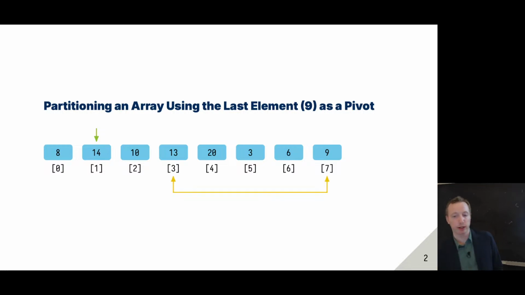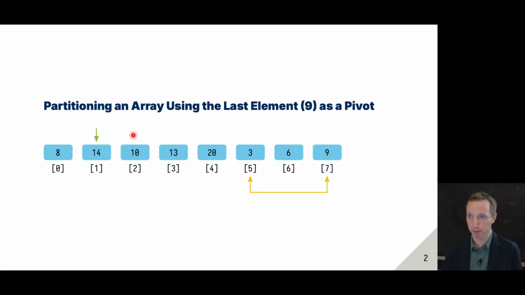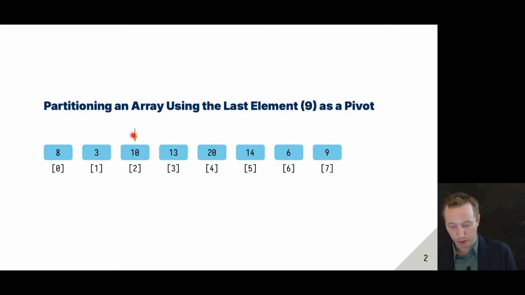Next, we're going to look at element 3. 13, greater than the pivot, not going to do anything. 20, greater than the pivot, not going to do anything. 5, less than the pivot, so we're going to do the exact same thing. We swap 5 with whatever the green arrow is pointing to, index 1, and then update the green arrow to go forward 1, because that's where we would want to put the pivot. So we swap 3 and 14, and then update the green line.